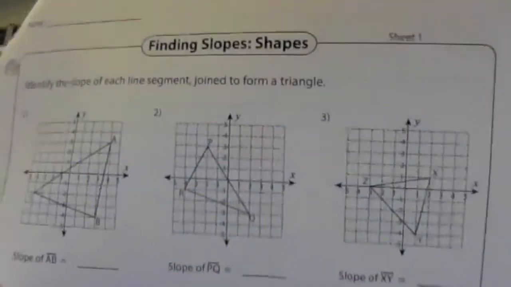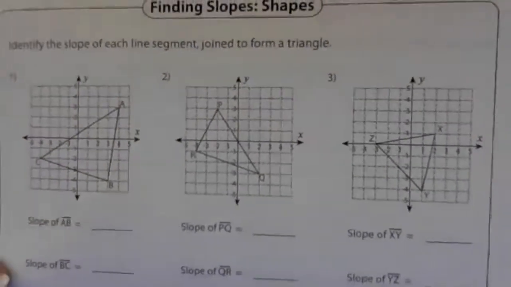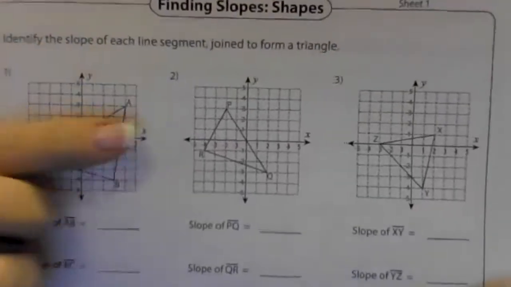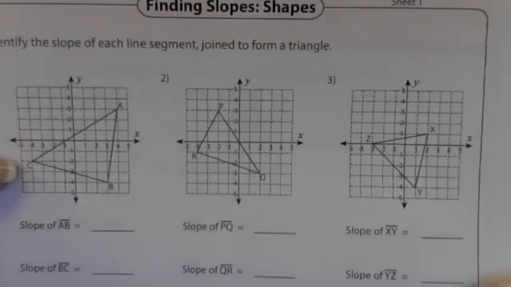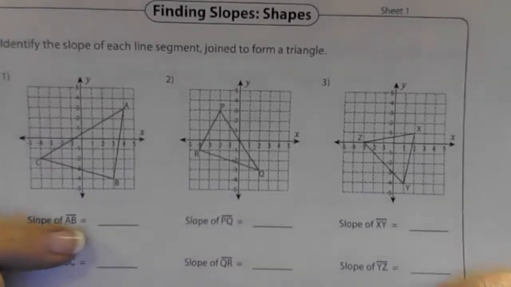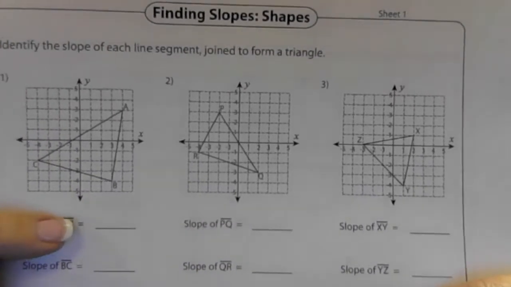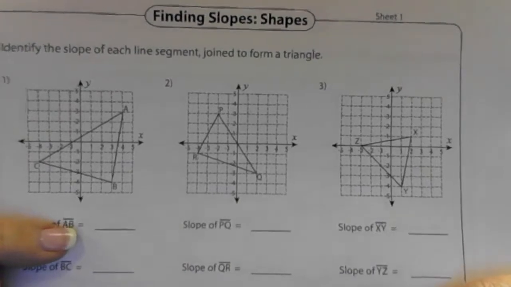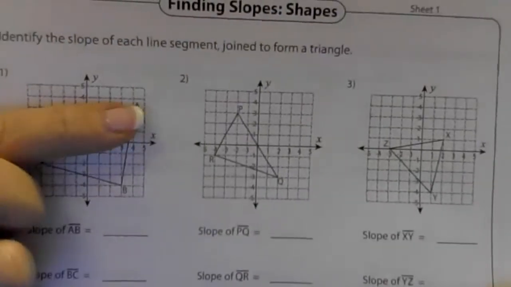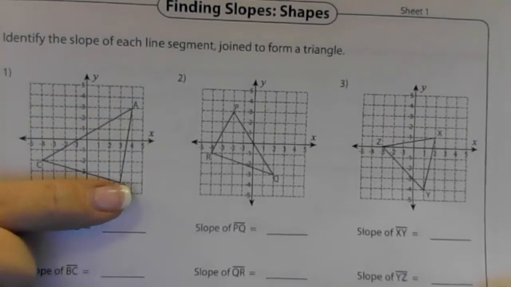Now, what they're asking you to do, there's a triangle that's drawn on the graph. The letters are going to help us out. We need to find first, they're wanting us to find the slope of line segment. That's what this little thing means on top, line segment AB. So I need to know what the coordinates of A are and the coordinates of B.